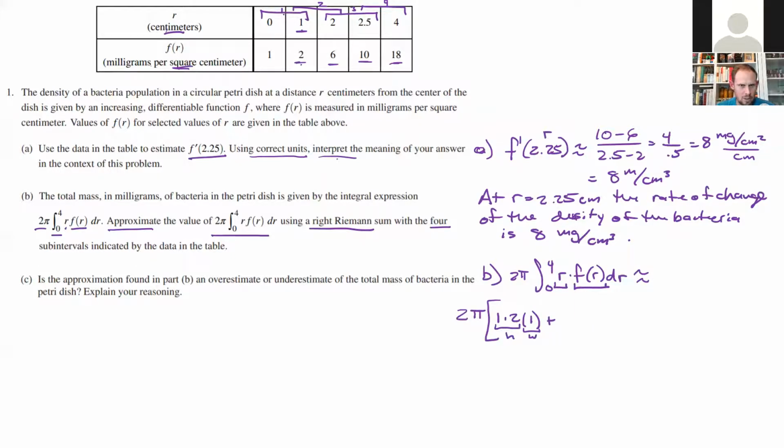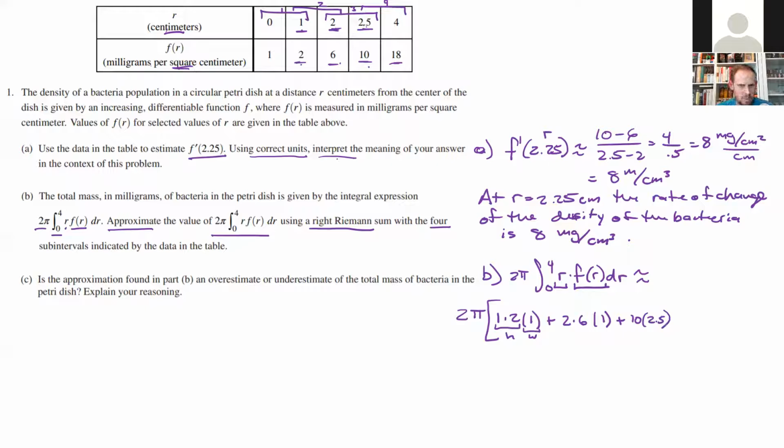Now the second rectangle is going from 1 to 2. So at 2, we're going up 6, but then times 2 because that's r. So we get 2 times 6 times the width of this guy, which is also 1, plus the next rectangle. So at 2.5, we're going up 10. So 10 times 2.5.